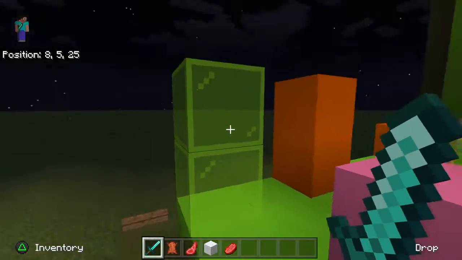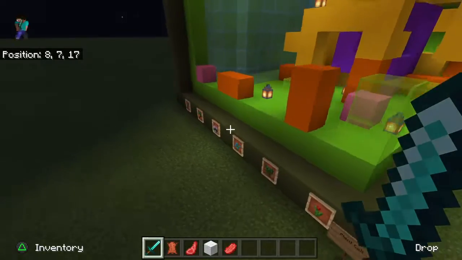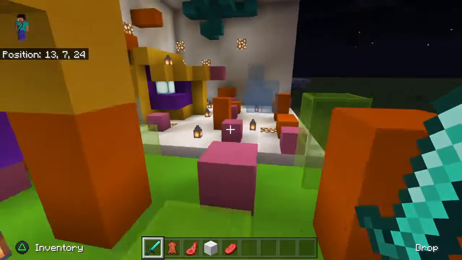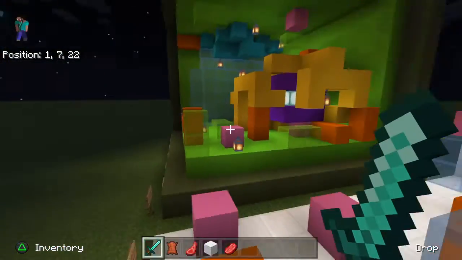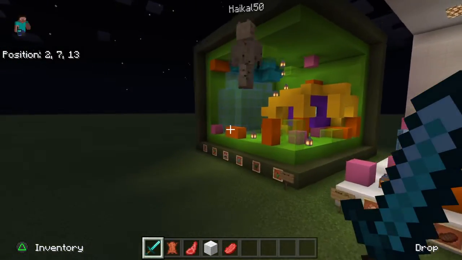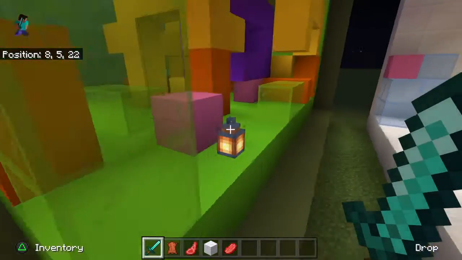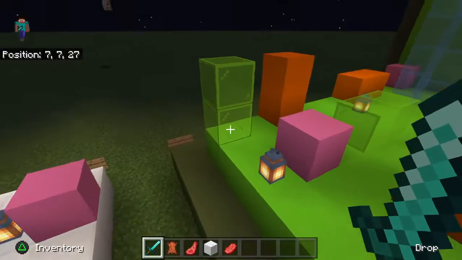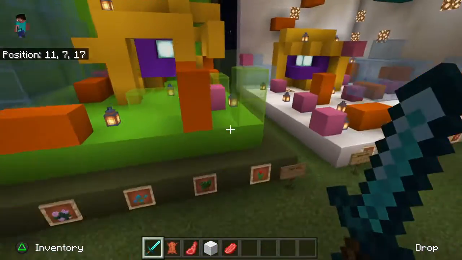After that, we have chloroplasts, which are the light green glass 2x1s, which take in sunlight and turn that into energy for the plant cell. Also, the mitochondrion and the chloroplast, they work together.